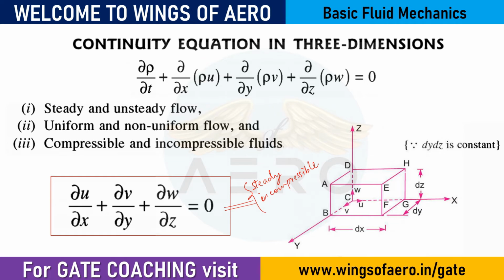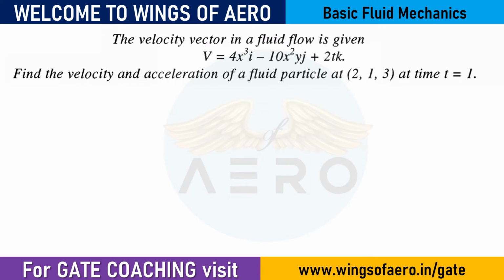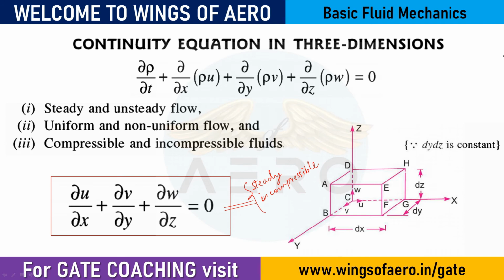Now what do you have to do with this equation? They will give you some random equations. Okay, I will show you one example. Maybe they will give you this equation. You can see V equals 4x cube i minus 10x square y j plus 2t k. Now they have given t is 1. Now if I ask you what will be the flow velocity, prove whether this flow is going to be a compressible fluid or incompressible fluid.